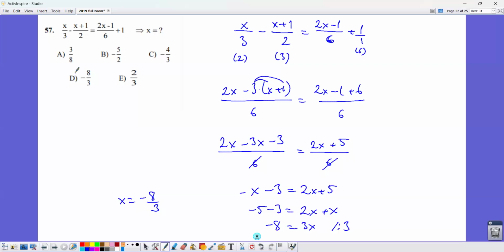Minus 8 over 3. So D is the answer. In these kind of questions, you need to be careful with the signs here. When you are multiplying a denominator with a number, you are multiplying the numerator with the same number, but if you do not write in parentheses, you will not have the correct answer. You will multiply only 3 times x, and this one will stay as 1, and then you cannot find the correct answer.